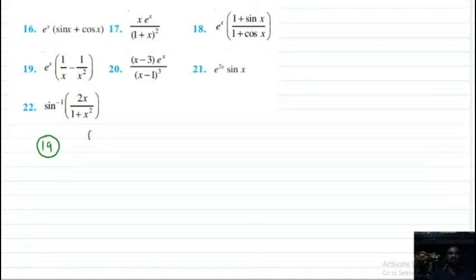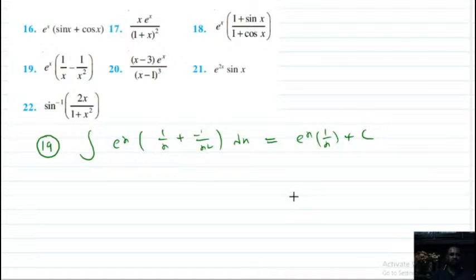19th, direct form: e^x into (1/x plus minus 1/x²) dx. The derivative of 1/x is minus 1/x² only, so directly I can say that the answer is e^x into 1/x plus c, some constant. Okay, 20th problem.